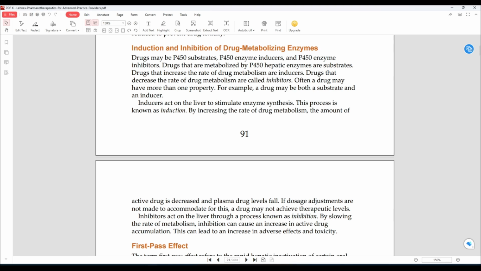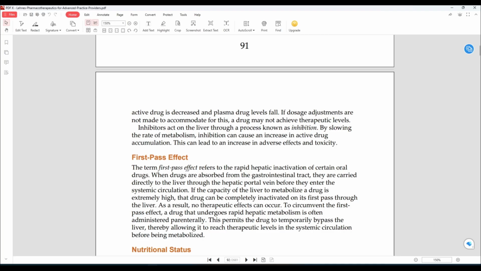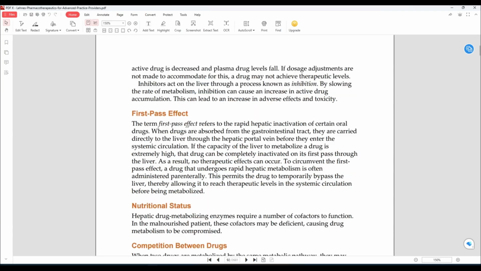Inducers act on the liver to stimulate enzyme synthesis. This process is known as induction. By increasing the rate of drug metabolism, the amount of active drug is decreased, and the plasma drug level falls. If dosage adjustments are not made to accommodate for this, a drug may not achieve therapeutic levels. Inhibitors act on the liver through the process known as inhibition. By slowing the rate of metabolism, inhibition can cause an increase in active drug accumulation. This can lead to an increase in adverse effects and toxicity.